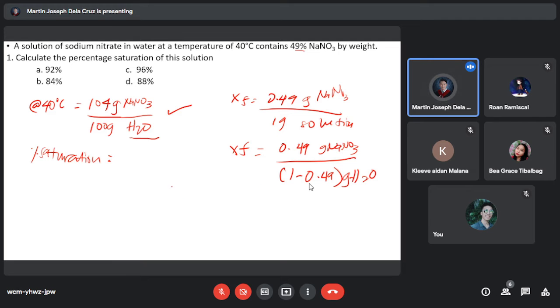So, percent saturation now is 0.49 over 1 minus 0.49, all over 104 over 100, times 100%. So that is our percent saturation. So what did you get?